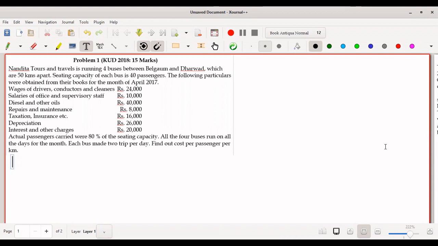In order to calculate cost per passenger kilometer, as I said earlier, first we have to calculate total passenger kilometers, and then we have to prepare the operating cost sheet. Whatever total operating cost comes, we have to divide it by total passenger kilometers to arrive at cost per passenger kilometer. So first let's calculate passenger kilometers. Solution.